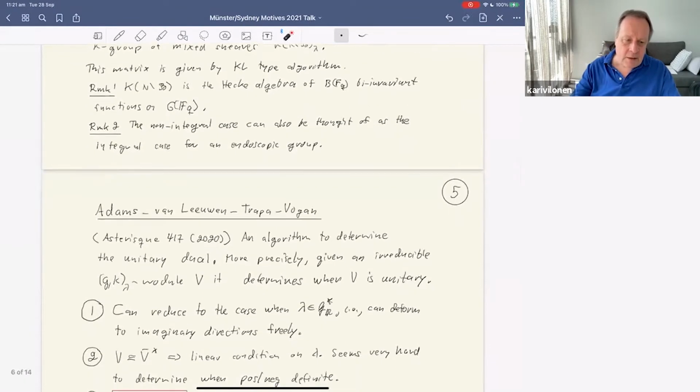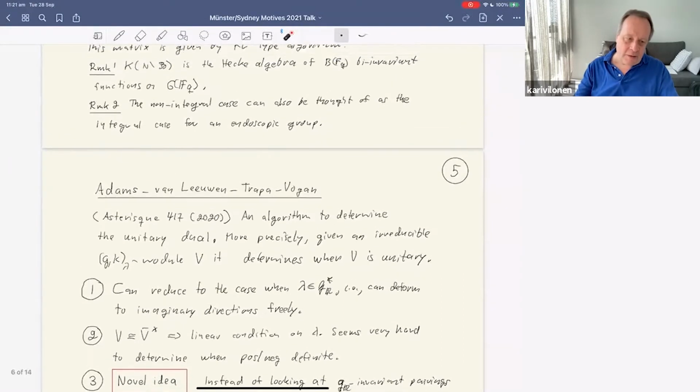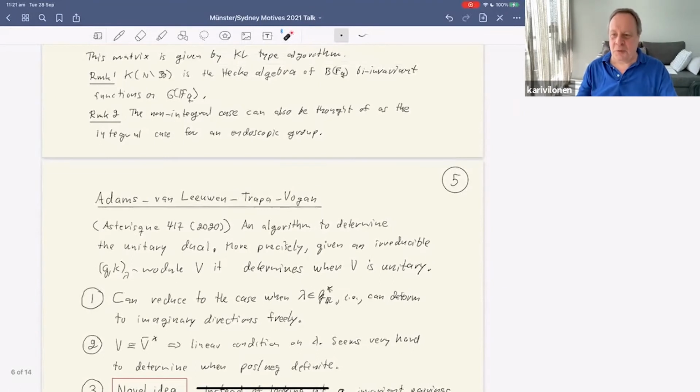The second thing to say is that the condition that V is isomorphic to V bar star is just a linear condition on lambda. So that's easy to state. But the whole problem that Vogan encountered, because I think he's tried to solve this problem for most of his career, is that it's very hard to keep track of what happens to this form when you deform the parameter. So you don't know what happens.